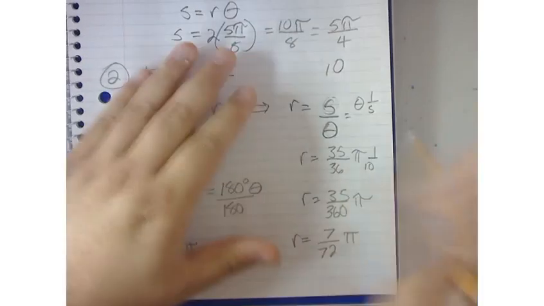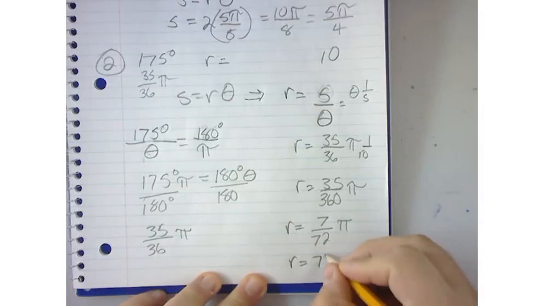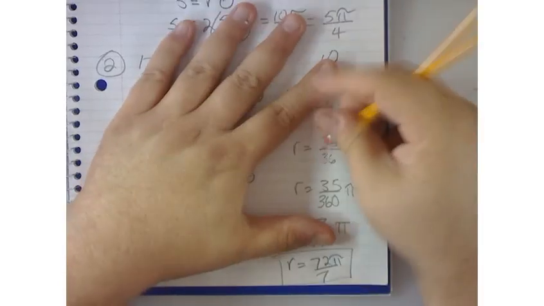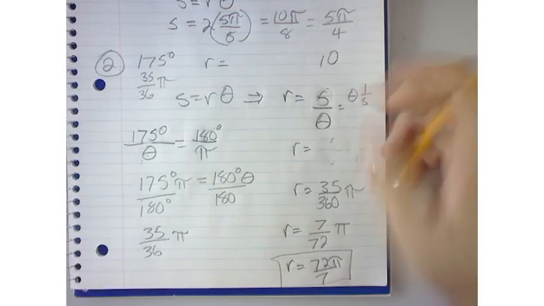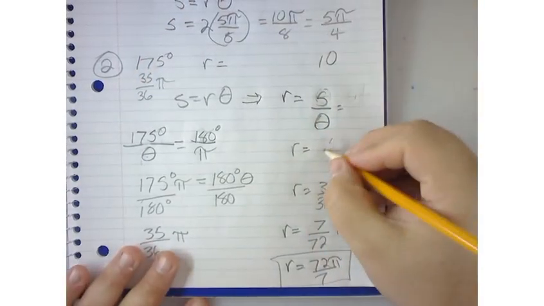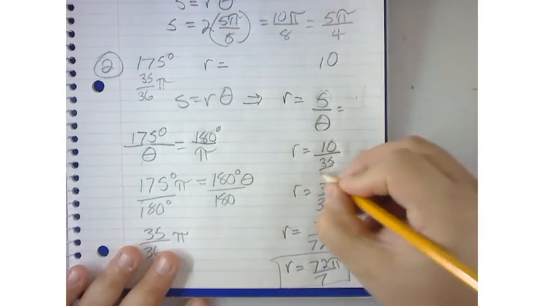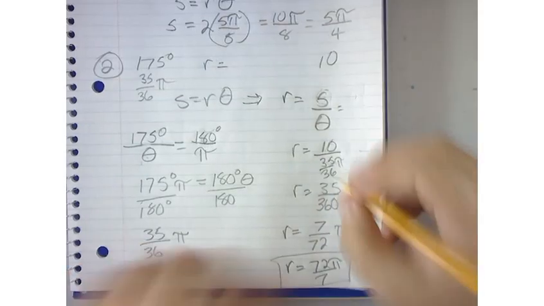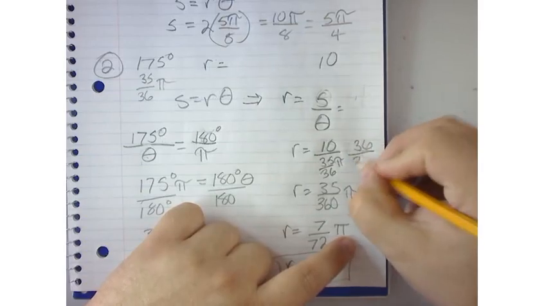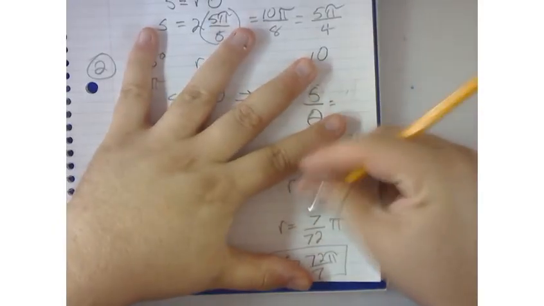You guys got to pay attention and catch me before I get that far. So then the answer in the back of the book is right. It's 72 pi over 7. So we just got to flip-flop all this stuff. So it would be 10 over 35 over 36 pi. But remember, when you divide by a fraction, you multiply by the reciprocal. And so it'd be 36 over 35 pi, which would be 360 over 35.